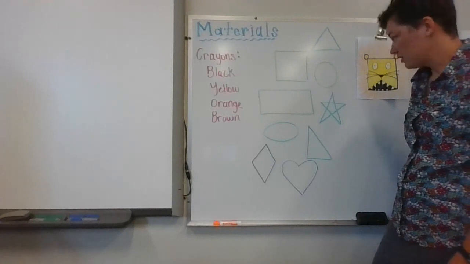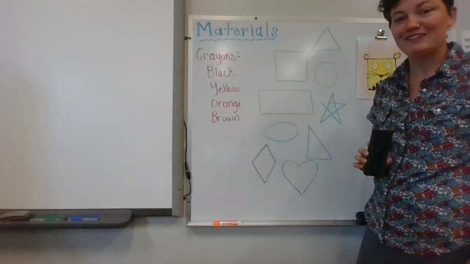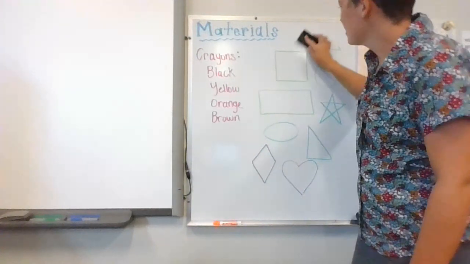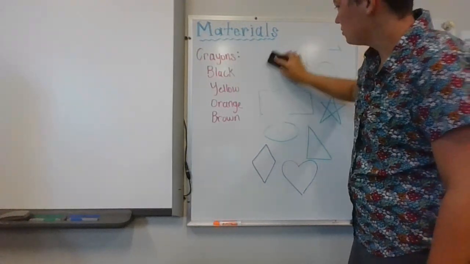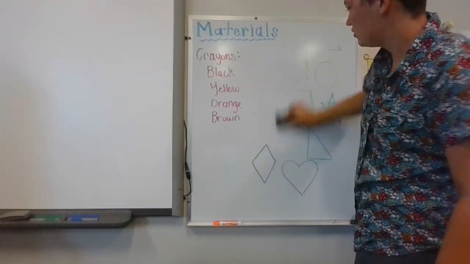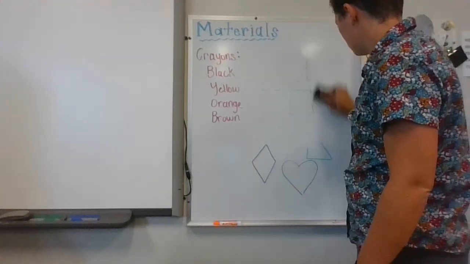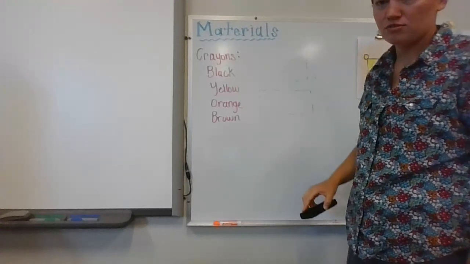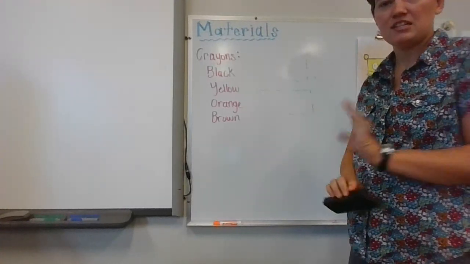So I'm going to go ahead and erase our shapes. If you knew them, good job. If you didn't, it's okay. Just keep practicing. And what we are going to do is you need a few supplies before we start. Okay? You are going to need crayons and a piece of paper, and that's it.